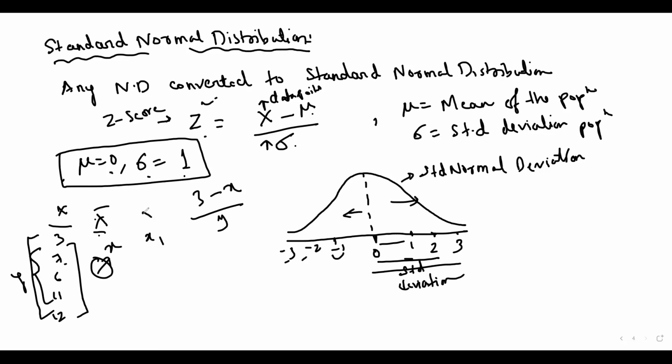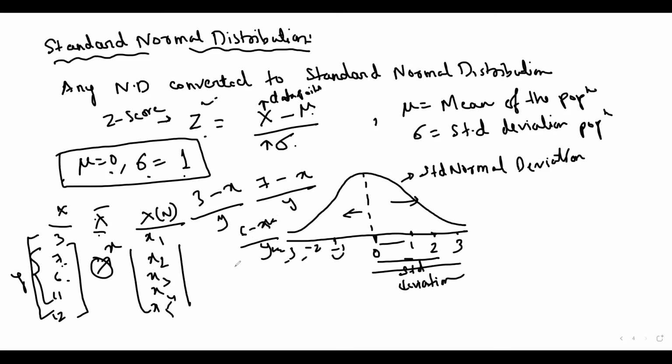Again for 7, it will be 7 minus X, where X is the mean and Y is the standard deviation. It will give me some number Z2. For 6, again 6 minus X divided by Y, where X is the mean and Y is the standard deviation. It will give some number Z3. So ultimately we'll get all these values. And when we plot these values, it will be of this shape, where its mean will be 0 and these will be the standard deviations.